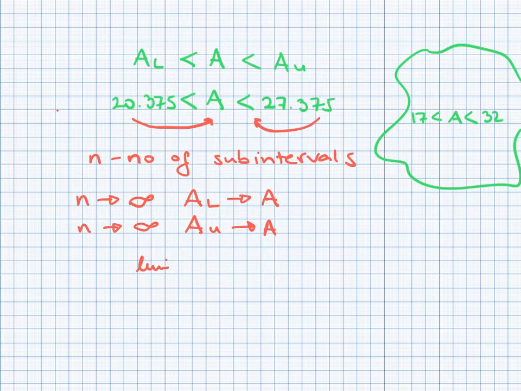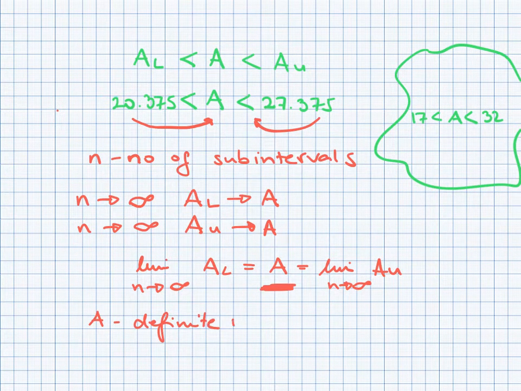Okay, I may mention limits. So the limit as n approaches infinity of A lower is going to be equal to A, and the limit as n approaches infinity of A upper is also A. So with more subintervals, we're going to have a good estimate or calculation of the area under the curve. So this value A is known as the definite integral of f of x from a to b.